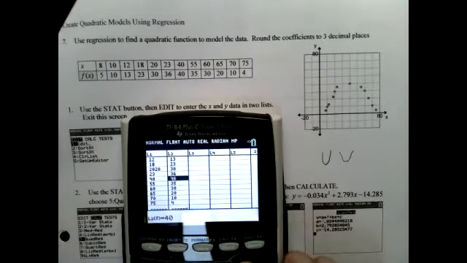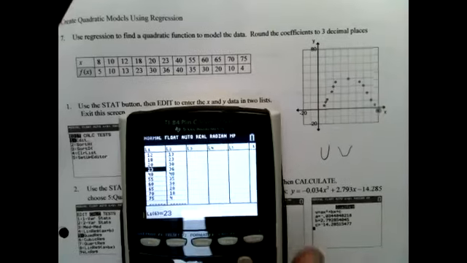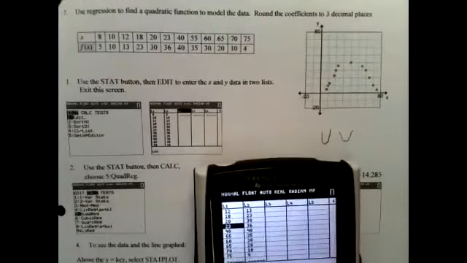I need to go up and fix this 2020. No, we don't want 2020. We just wanted 20. Okay, so I entered a whole bunch of data. And I'm going to make this my X and Y list. And that all looks pretty good.